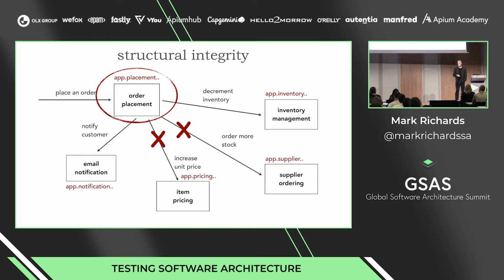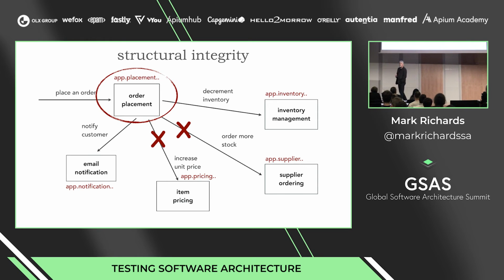I sure do. It's right here. That order placement is highly coupled to the entire system. Changes to that, even if it was a service, are really going to impact everything. I want a looser coupled system.